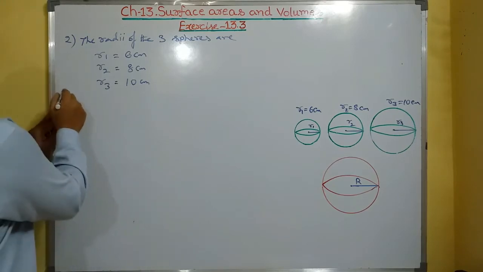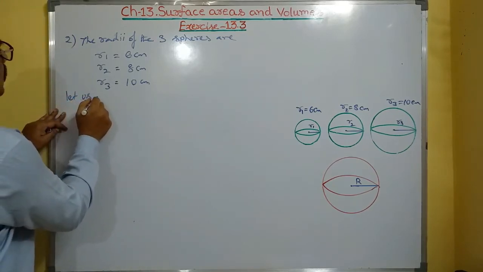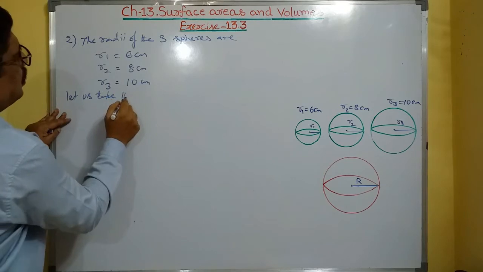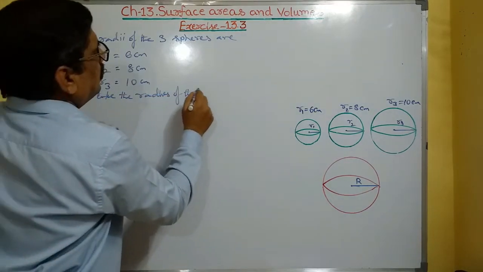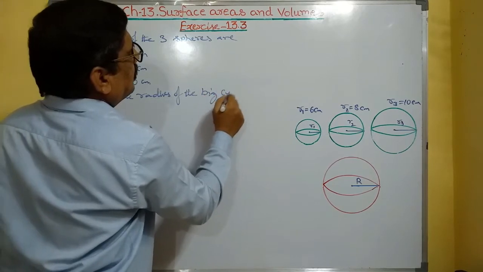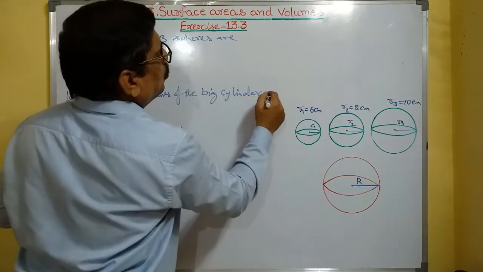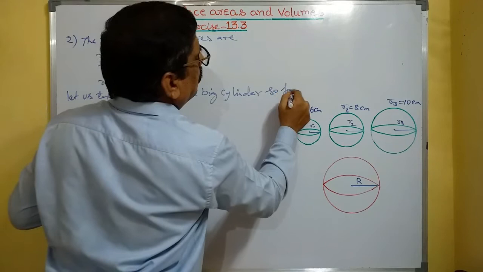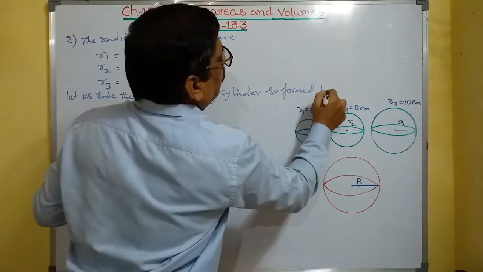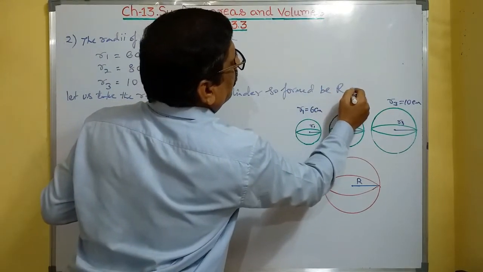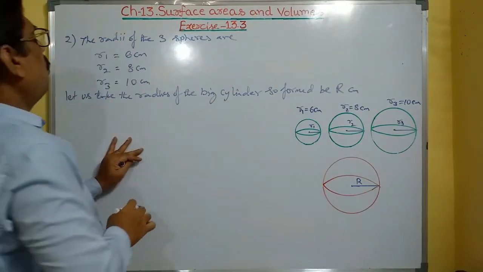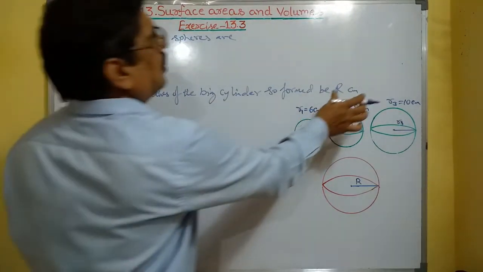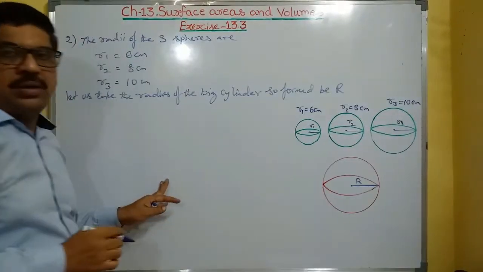Okay, now let us take the radius of the big sphere so formed to be capital R. Let us take it as capital R.